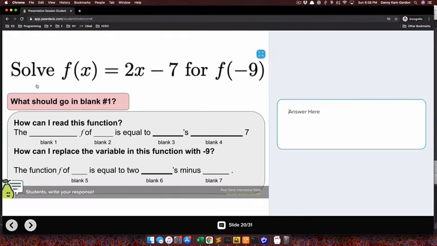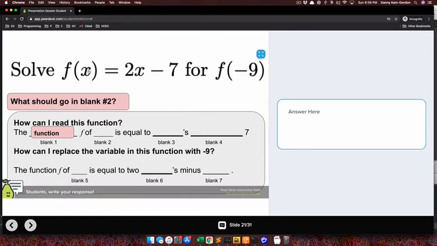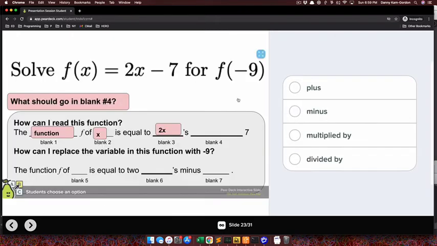On this next problem, now we have, again, solve f of x when it equals 2x minus 7 for when f is negative 9. So the blank, this thing up here, when you have f of x, these are called functions. So we're going to write function here, the function f of x. The function f, I just said the second blank. This f of x, so it's going to be x, is equal to 2x minus 7. So this should be 2x right here, 2x minus 7. And of course we said minus, so we're going to put minus.